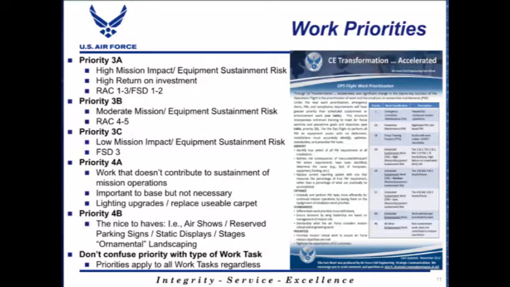And then we go down to priority 4B, and that's really your nice to haves. Those are your air shows, reserve parking signs, that kind of stuff. And realistically, priority 4Bs don't happen that often, but we all know that the wing commander directs things, and until we had the COVID-19, we were doing air shows and all this other stuff. So if and when we ever go back to a new normal, by the time they figure all that out, maybe we'll start doing all this stuff again, and it's at wing commander discretion.